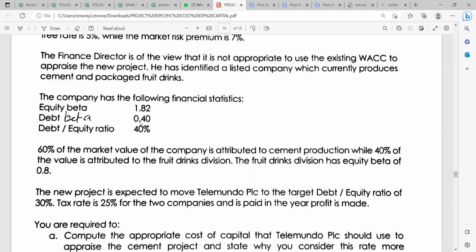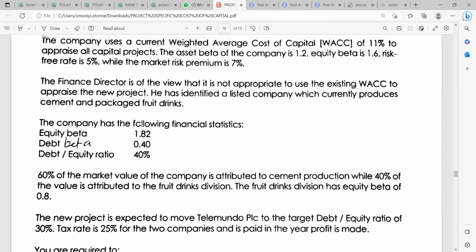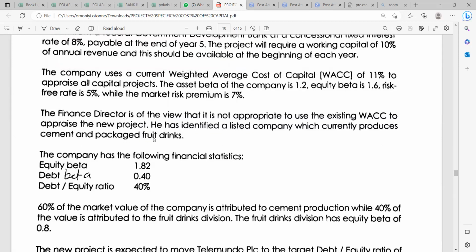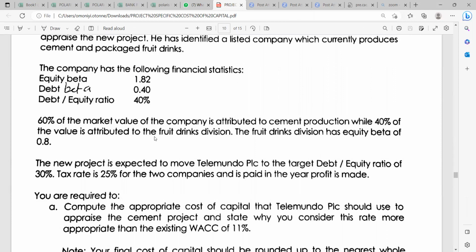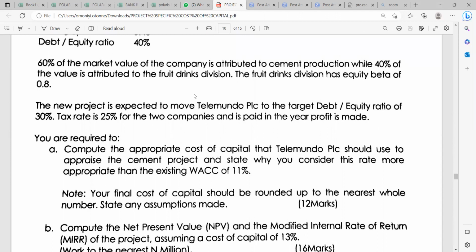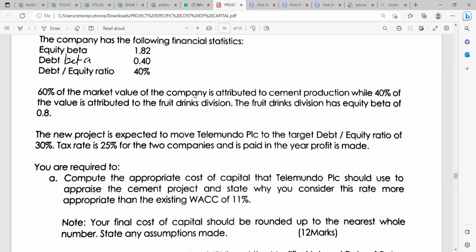So that fruit is where our major focus is, together with the cement. The company is producing cement, but this listed company is producing what? Cement and packaged fruit. Let's move ahead. The company has the following financial data relating to the company. They said 50% of its market value is attributed to cement production. That is the listed company. While 40% is attributed to fruit. The fruit drink division has equity beta. The new project is expected to move forward, and all of that.